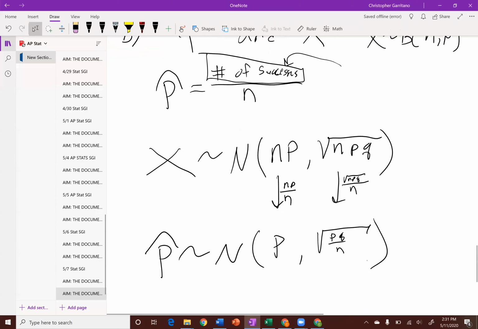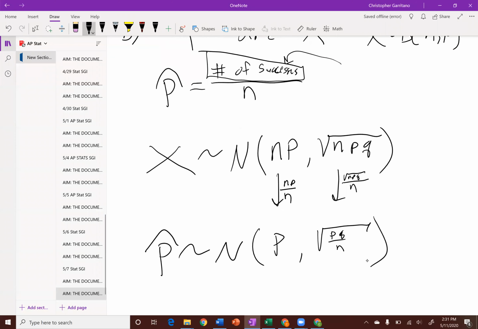So really, whenever we study p hat, all we're doing is taking a binomial random variable and transforming it. In other words, we're taking all the possible data points and dividing them by n. So the binomial distribution is very closely related to p hat.